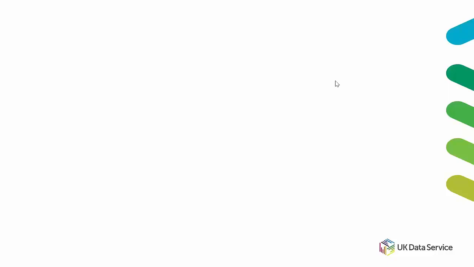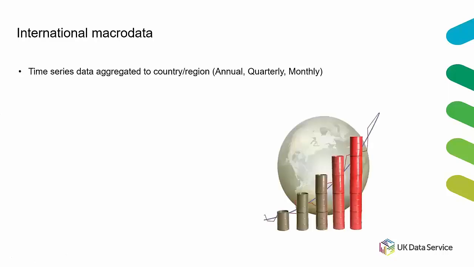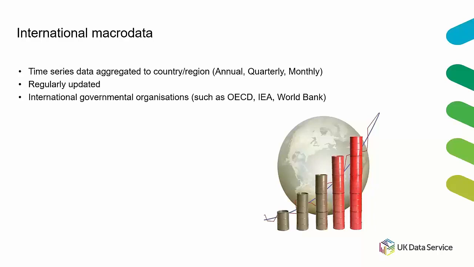Thanks, Jen. So I'm just going to give you an example of some of the data that we hold at the UK Data Service that you might want to use for your dissertation. The first set of data that I will tell you about is international macro data. This is data that has been aggregated to a country or regional level. It's time series data, and depending on the database, it will be available annually, quarterly, or monthly. The databases are updated really regularly, so it is a really good source of recent up-to-date data.